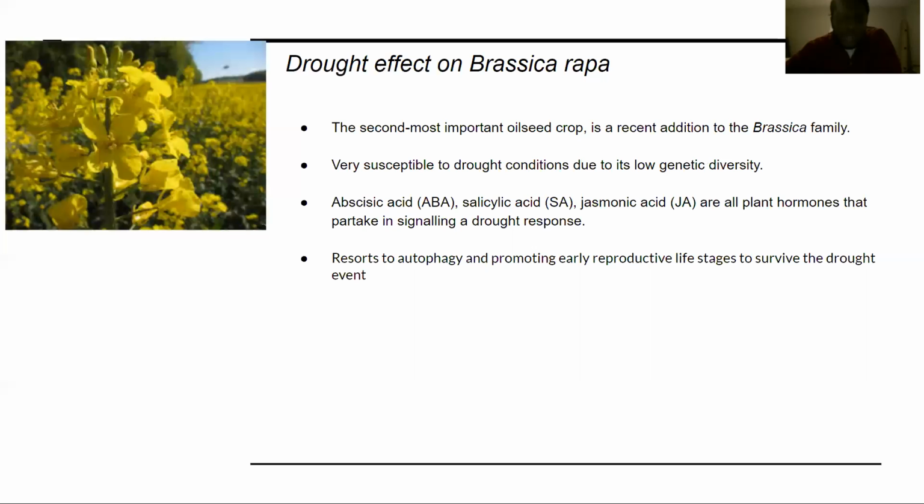Drought effect on Brassica rapa. The second most important oilseed crop is a recent addition to the Brassica family. It is very susceptible to drought conditions due to the low genetic diversity.